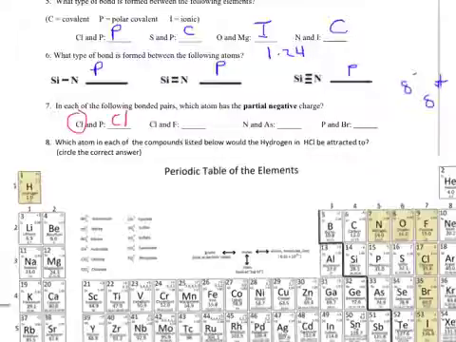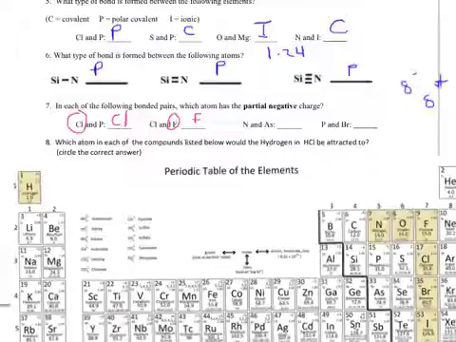Now let's compare chlorine to fluorine. Well, in this case here, you see fluorine has a higher electronegativity value. So in this case, fluorine is going to develop the partial negative charge because it gets to hold on to the electron for more time than the chlorine does.